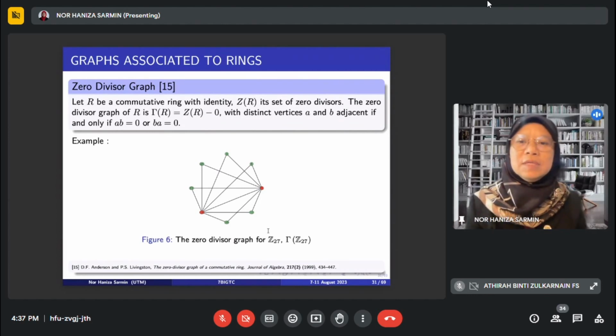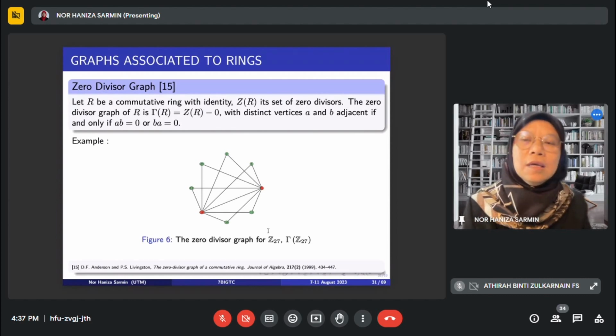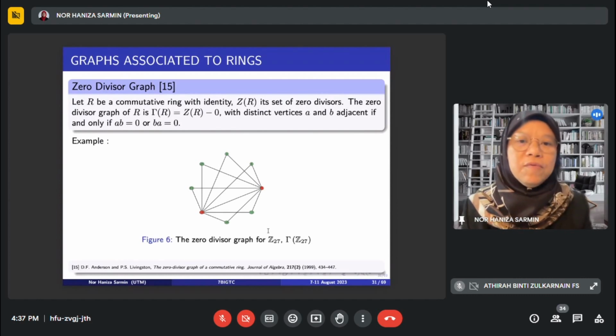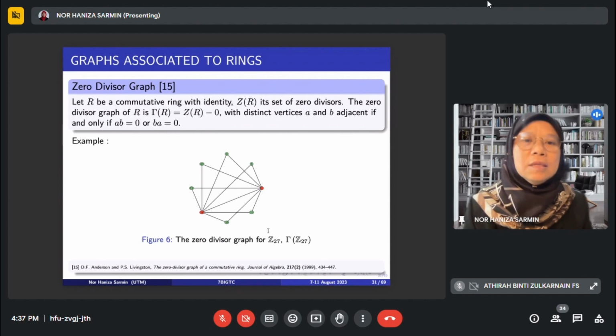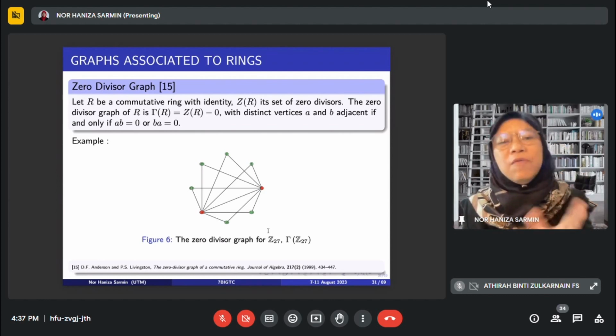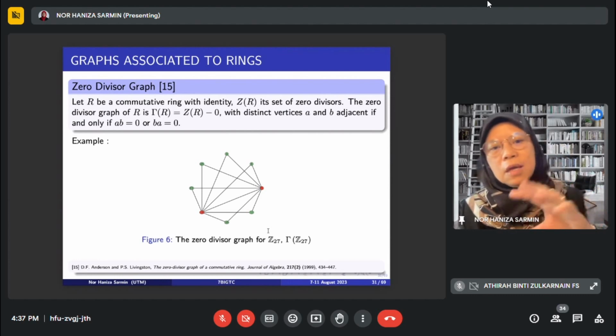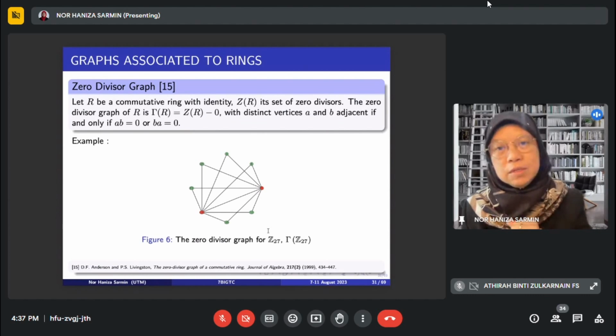We have the set of zero divisors, not exactly of R, and the zero divisor graph is this graph. Well, there are two different definitions of zero divisor graph. One is that the edges are all the non-zero zero divisors.